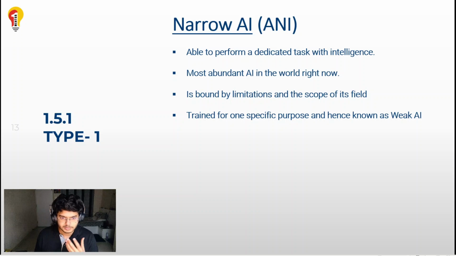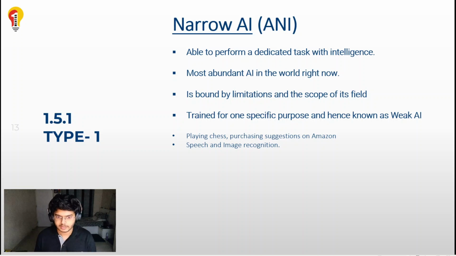So yeah, obviously it is trained for one specific purpose, and it is also known as weak AI. Examples are an AI bot that plays chess, virtual chess in this case, purchasing suggestions on Amazon as we talked about, speech and image recognition. Image recognition can be stated as Google Lens or Google's reverse image search, if you guys know about it, and obviously speech, these assistants. Siri, Alexa are covered under the speech category, and other assistants are a really good example.